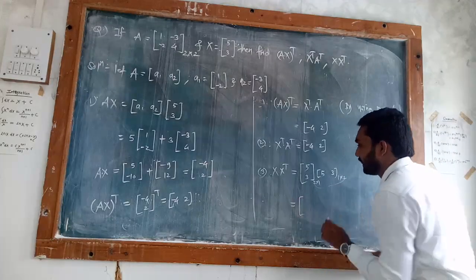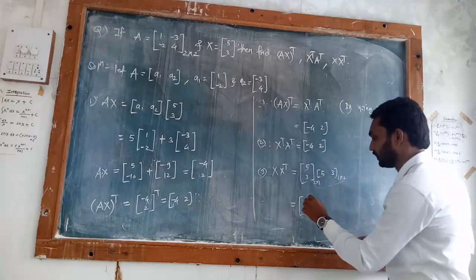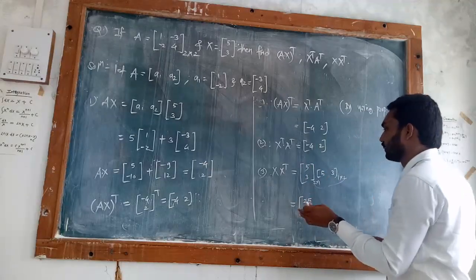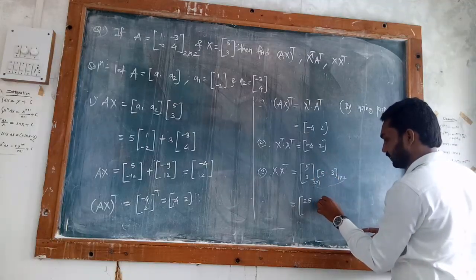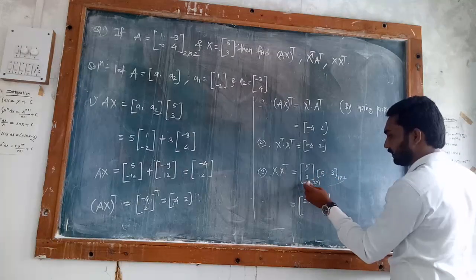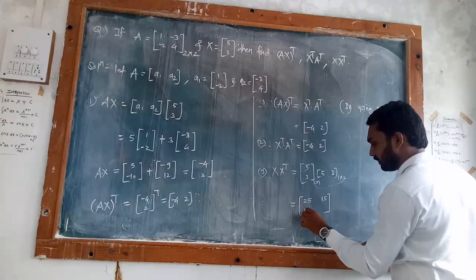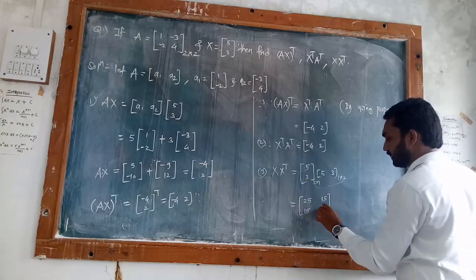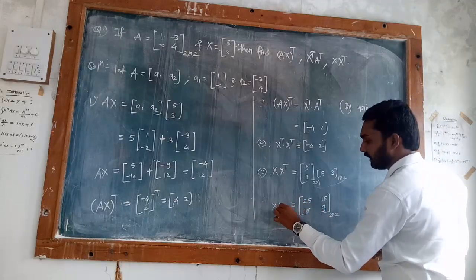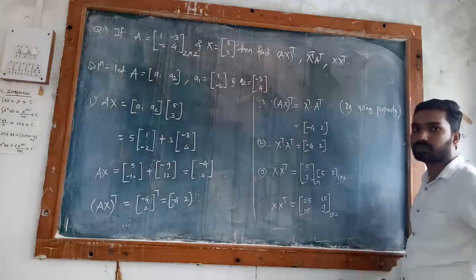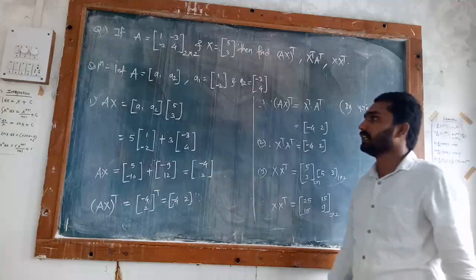So take the multiplication: 5 into 5 is 25, right? Again 5 into 3 is 15, again 3 into 5 is 15, and last 3 into 3 is 9. The order becomes 2 cross 2. This is your x into x transpose. Okay. It is so simple.